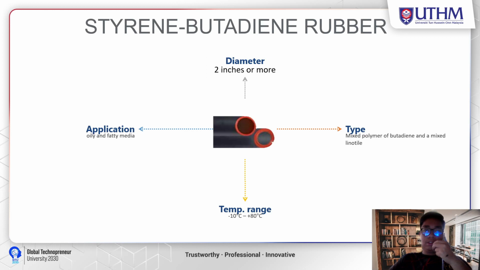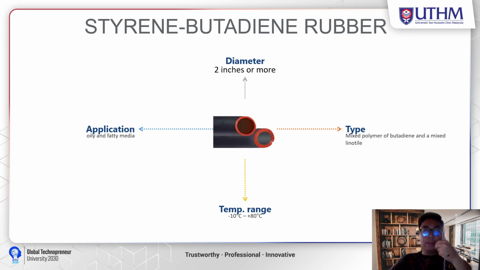So next, the material that we chose for our hose is a hose made of styrene butadiene rubber, which is made from a mixed polymer of butadiene and acrylonitrile. Usually this kind of rubber is very effective at handling corrosive and oily, fatty media, like palm oil mill effluent, which is a corrosive fluid.